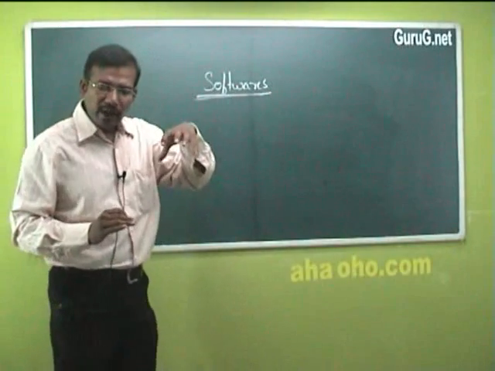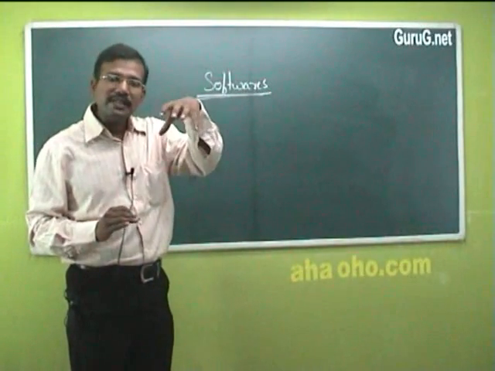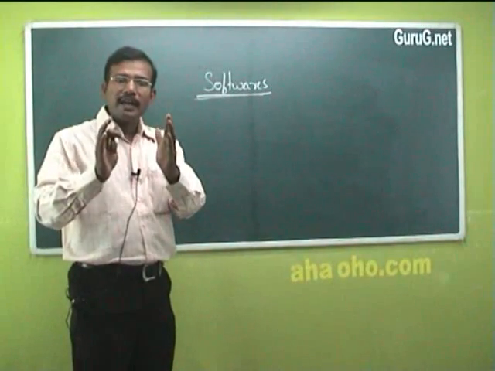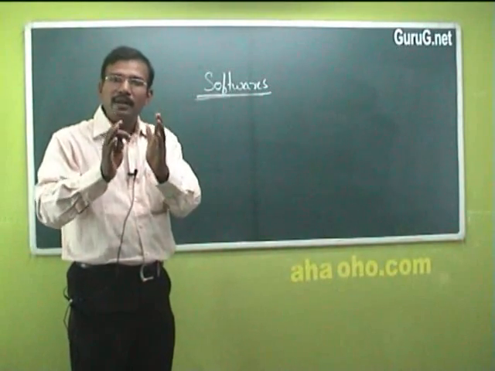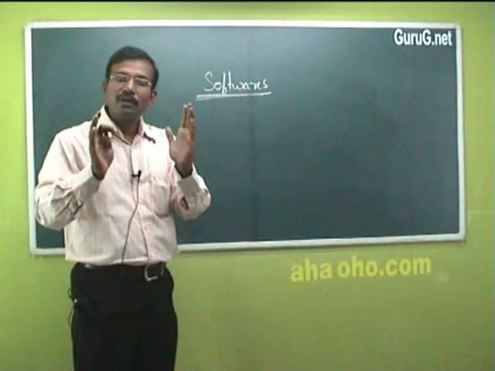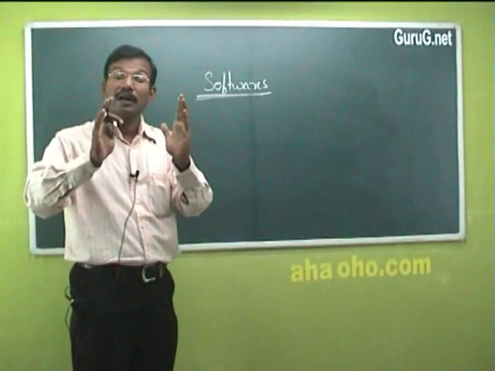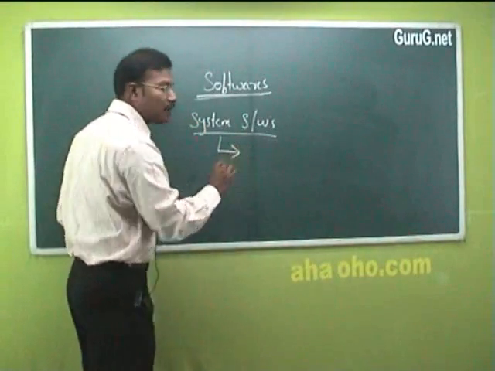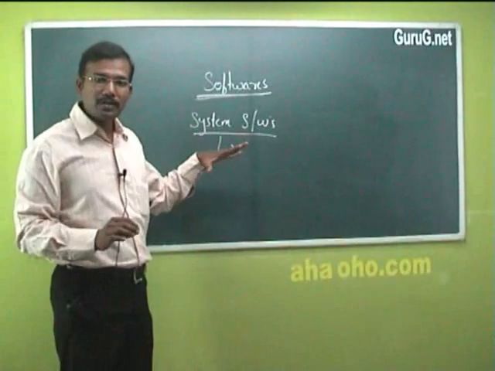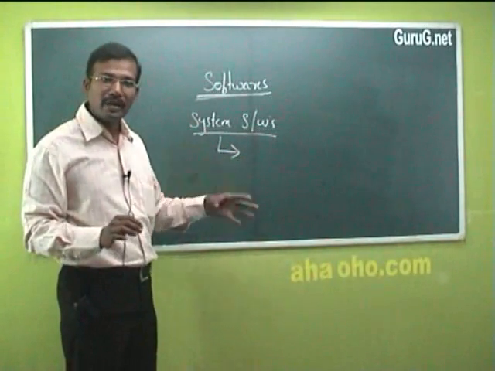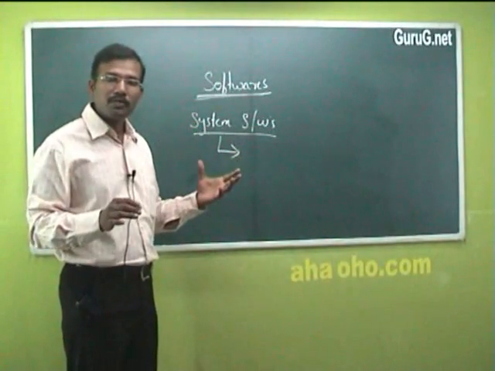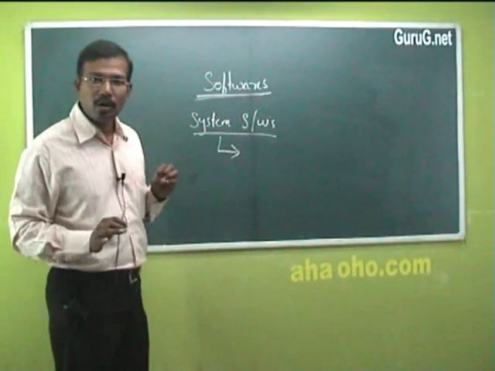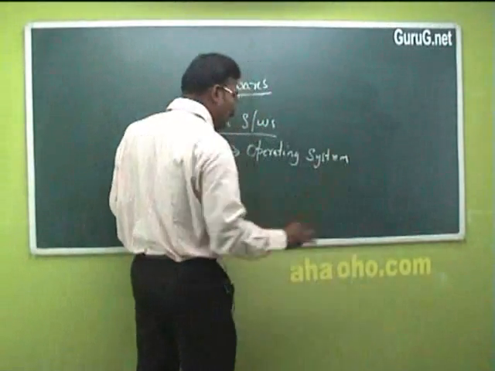Now you have the system software. We will see some examples of system software. We are not going to discuss in detail each and every example. We are just going to see what softwares are called system software. First, the very famous one, which is predominantly used, and the particular software without which you cannot run a system, is called operating system.